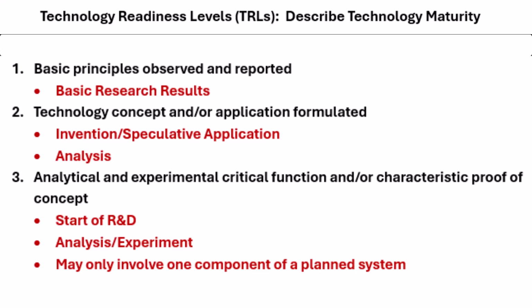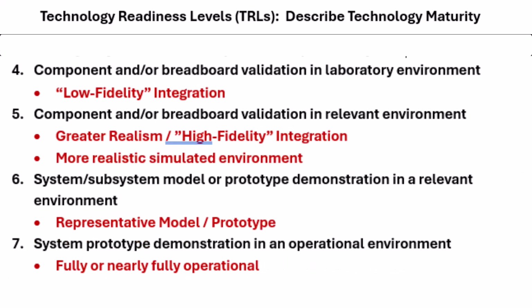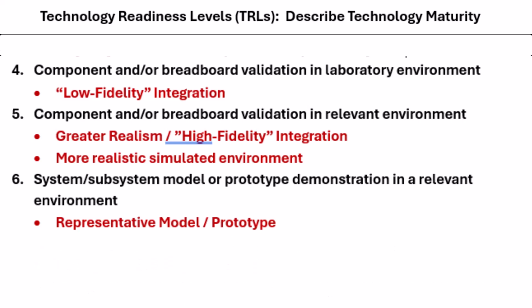TRL 3, analytical and experimental critical functions and/or characteristics are proved or demonstrated. This is the beginning of R&D. It may only involve one component of a planned system, and it could involve some combination of analysis and/or experiment. TRL 4 involves component and/or breadboard validation in a laboratory, and this may involve some low fidelity integration where multiple components are connected together but not in the most realistic way.